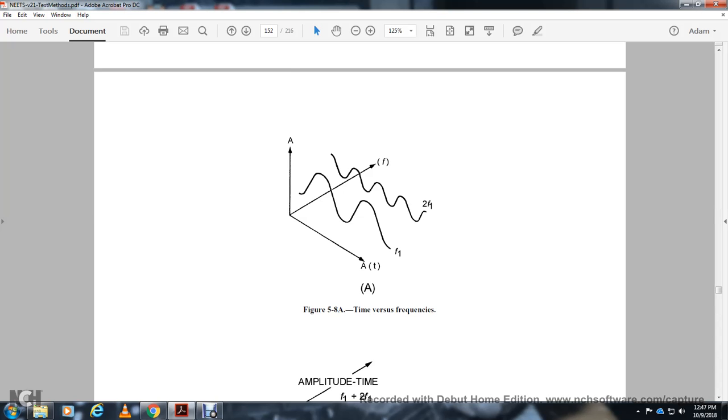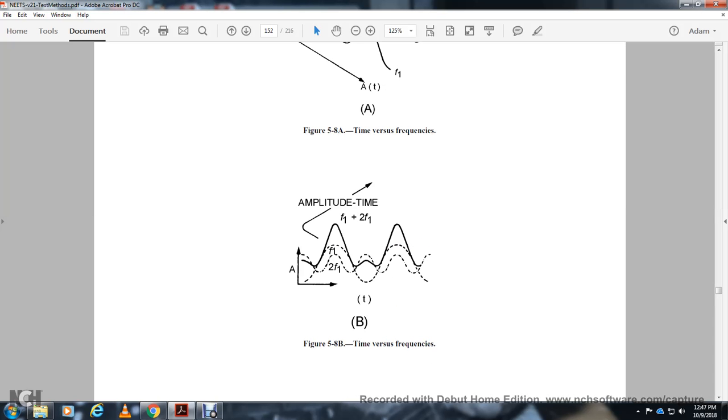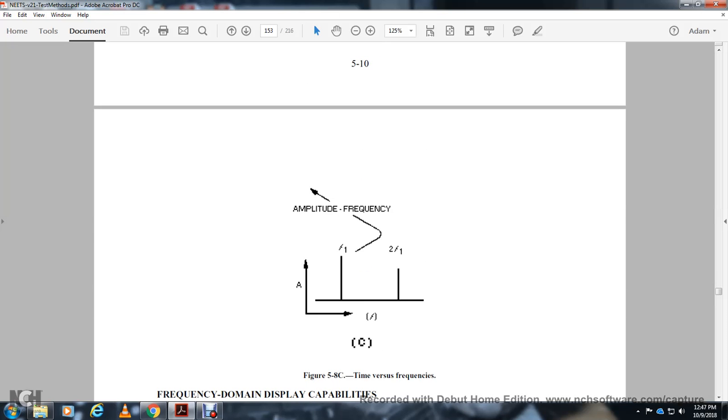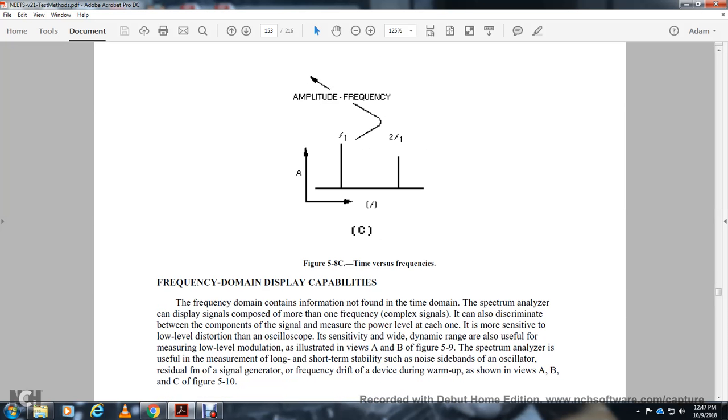View A of figure 5-8 shows time versus frequency, and 5-8B shows the fundamental frequency and second harmonic frequency, amplitude versus frequency, time versus frequency. The frequency domain display capability.